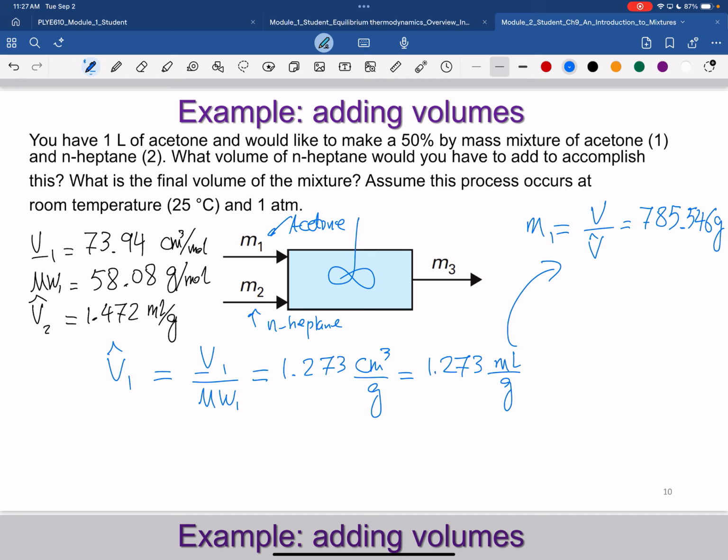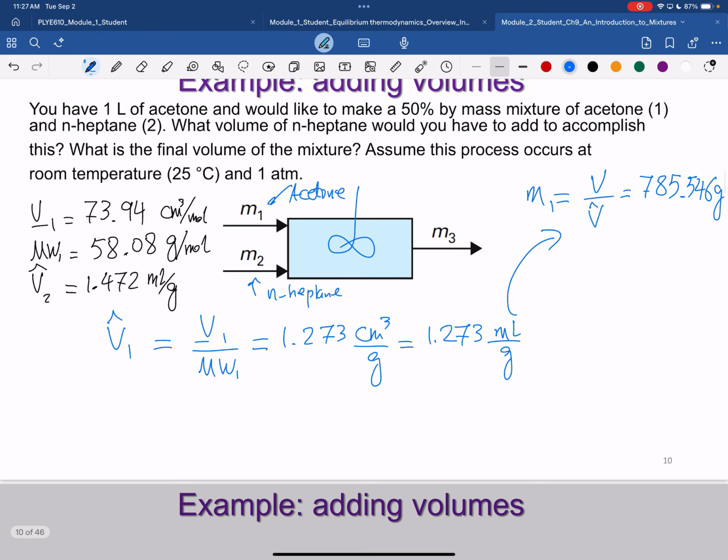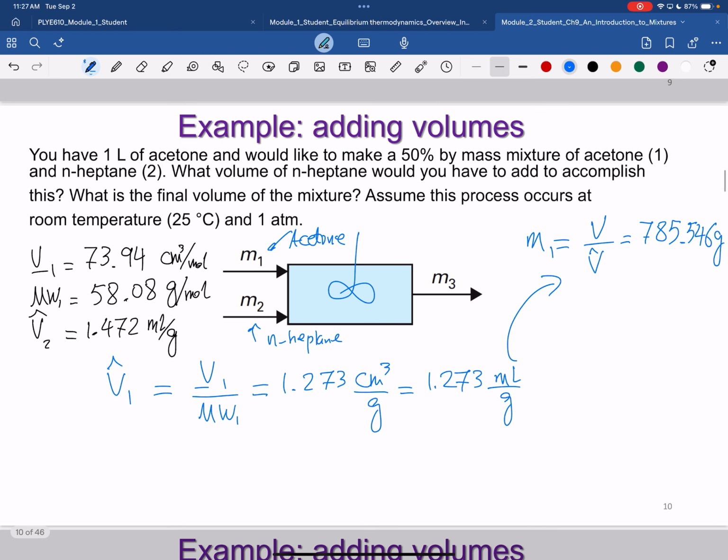How? We have the specific volume, and we know their masses are equal. Exactly, okay. So tell me how I can calculate the mass of the... You just multiply the... Wait, what are we trying to find? The mass of the N-heptane. I want the mass of N-heptane.